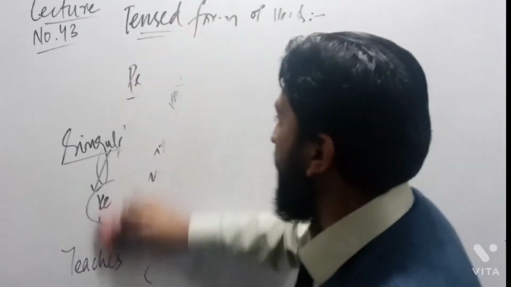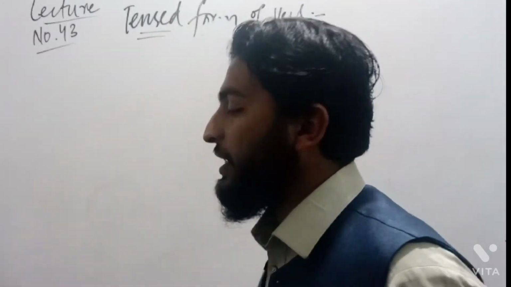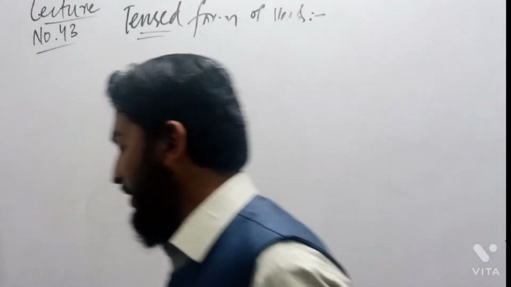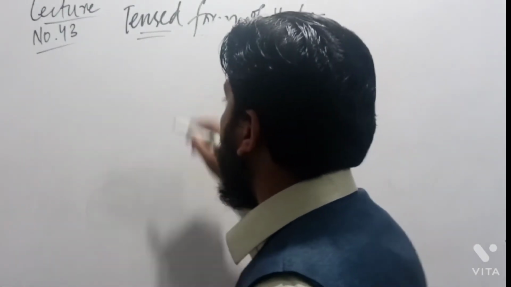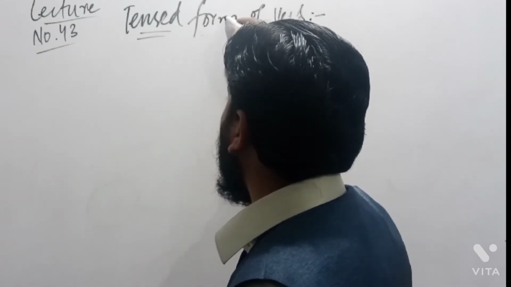If I say present tense, it means that very tense which shows itself that I am from present indefinite tense. So tense is a word which is also used for form. Tense is a word which is also used for verb.